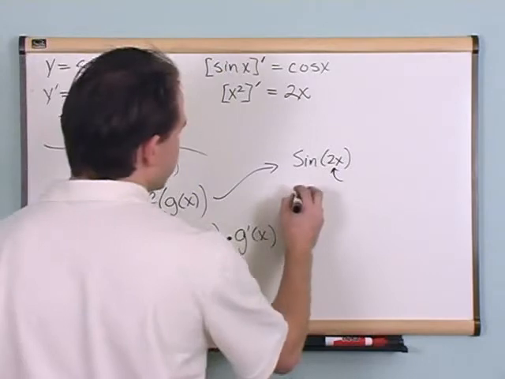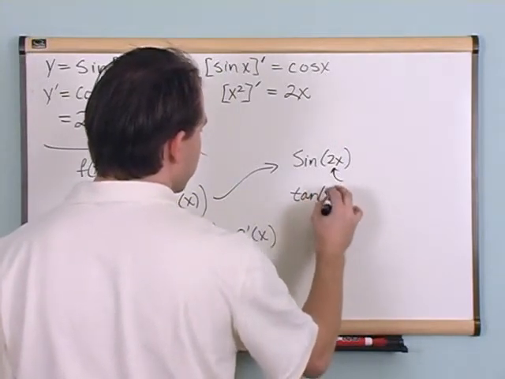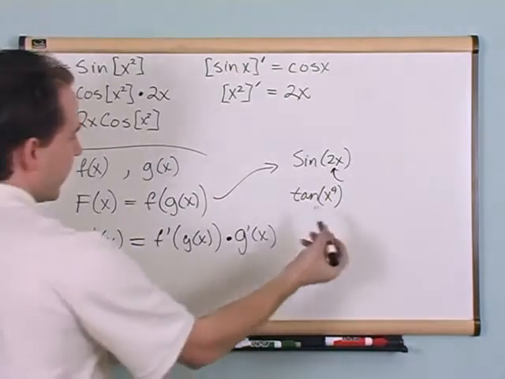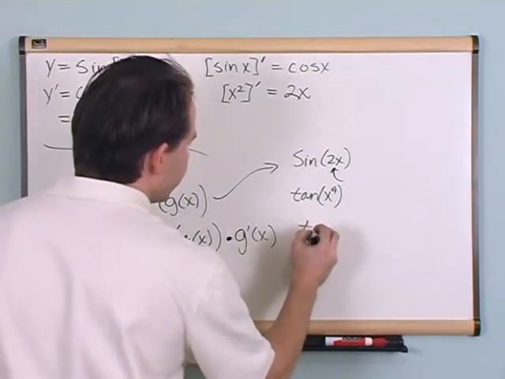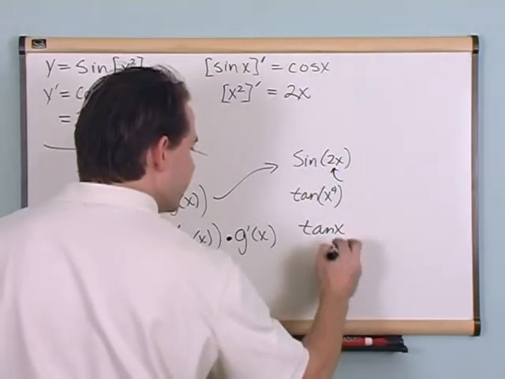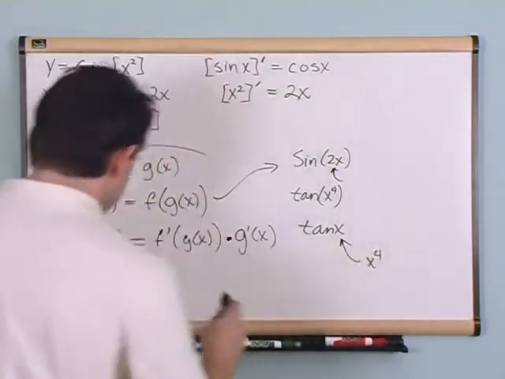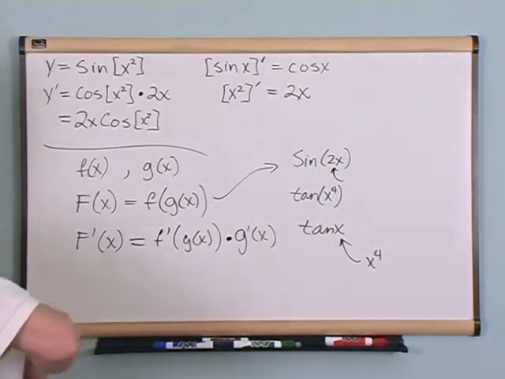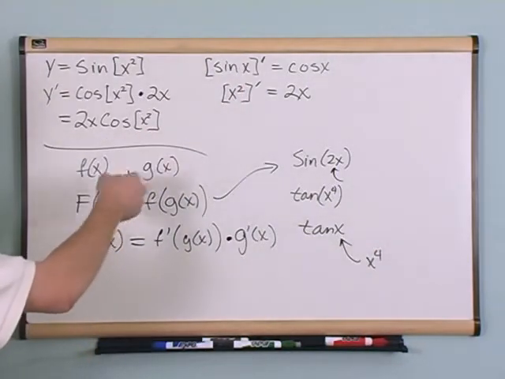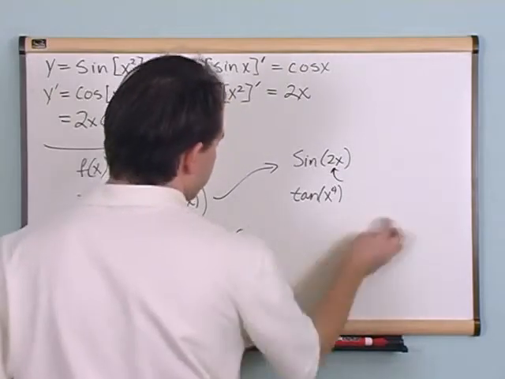What if you had tangent of x to the 4th power, all inside of there? Well, that's kind of a nested function. Your big picture function is going to be the tangent of x, and then the function that you're kind of sneaking in, your g of x that goes inside there, is x to the 4th. So anytime you see a function that looks familiar, but it's modified a little bit, then you're going to have to use the chain rule.